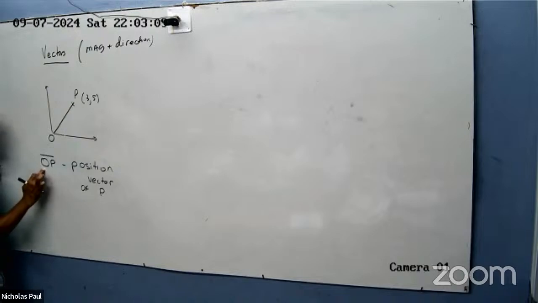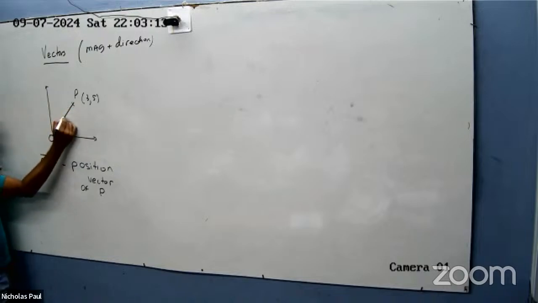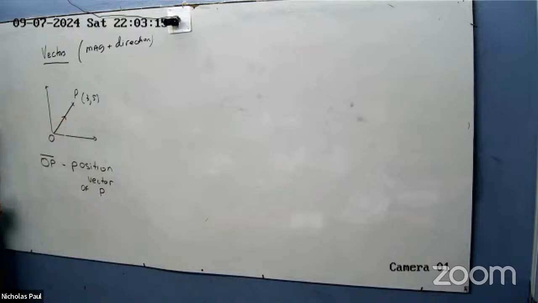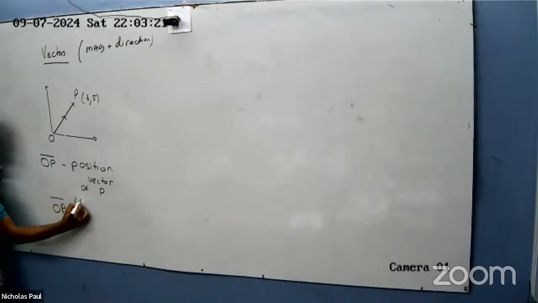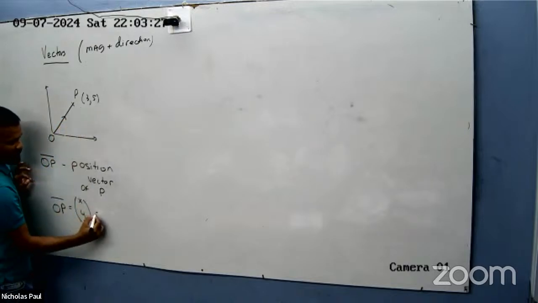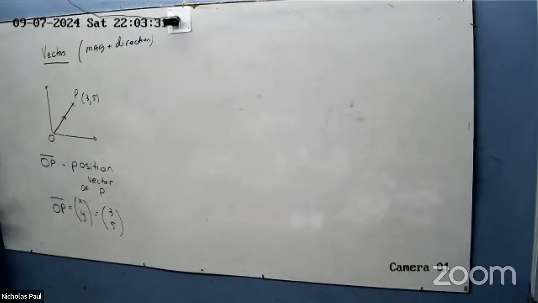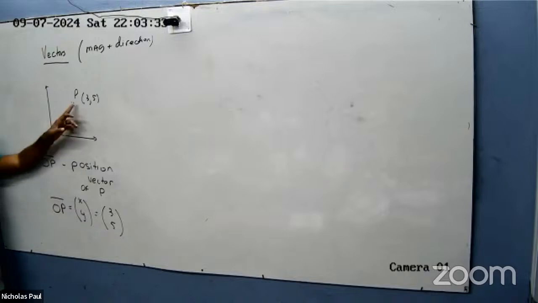So the O gives me direction. I'm going from O to P, so I can put an arrow here now. And how do I write it? Well, I could write it like this: the x value on top and the y value underneath. So the vector OP is (3, 5).